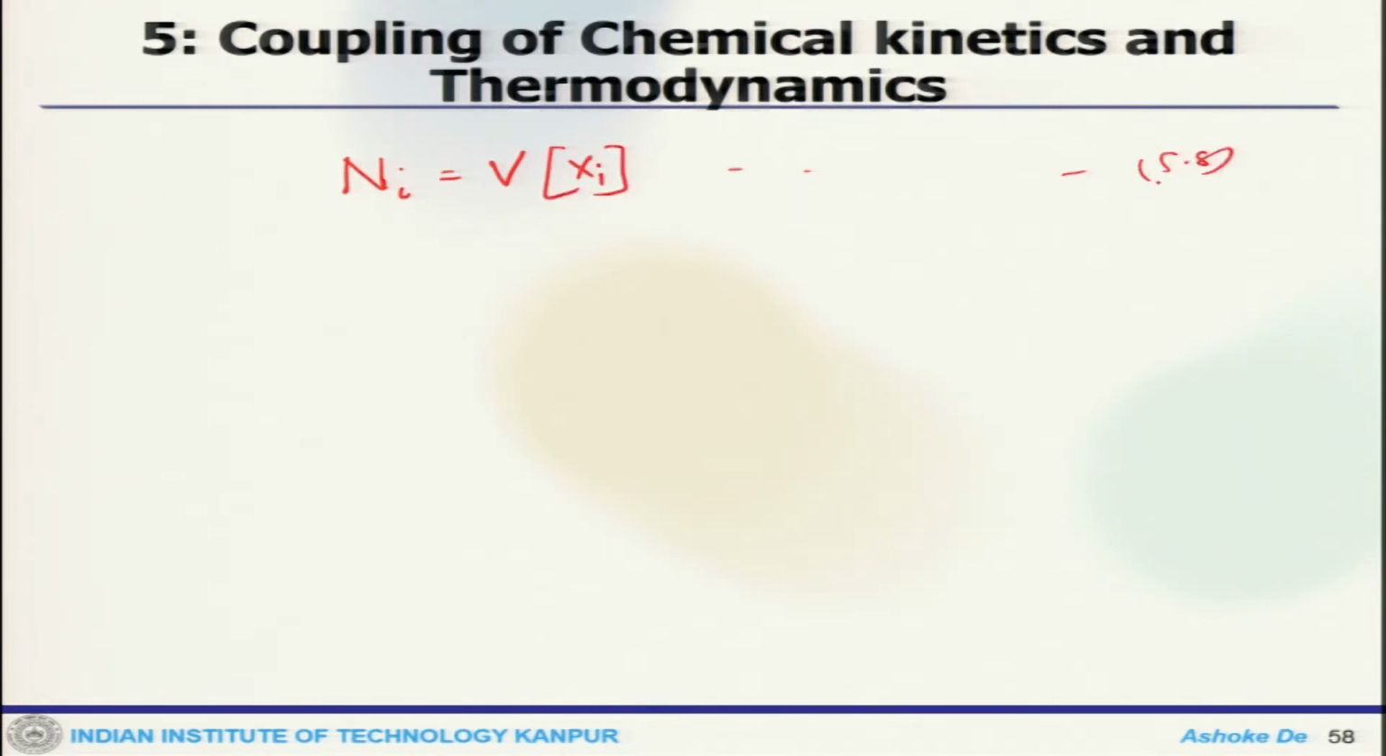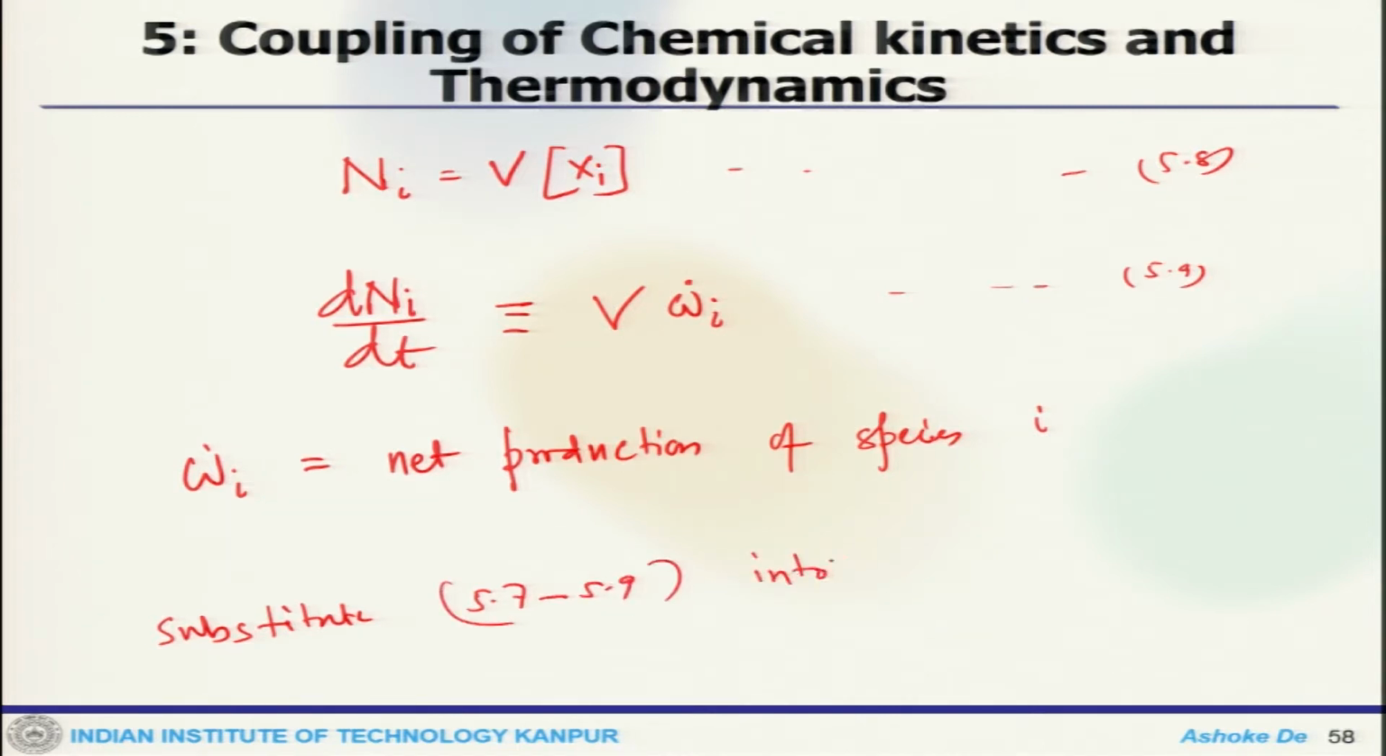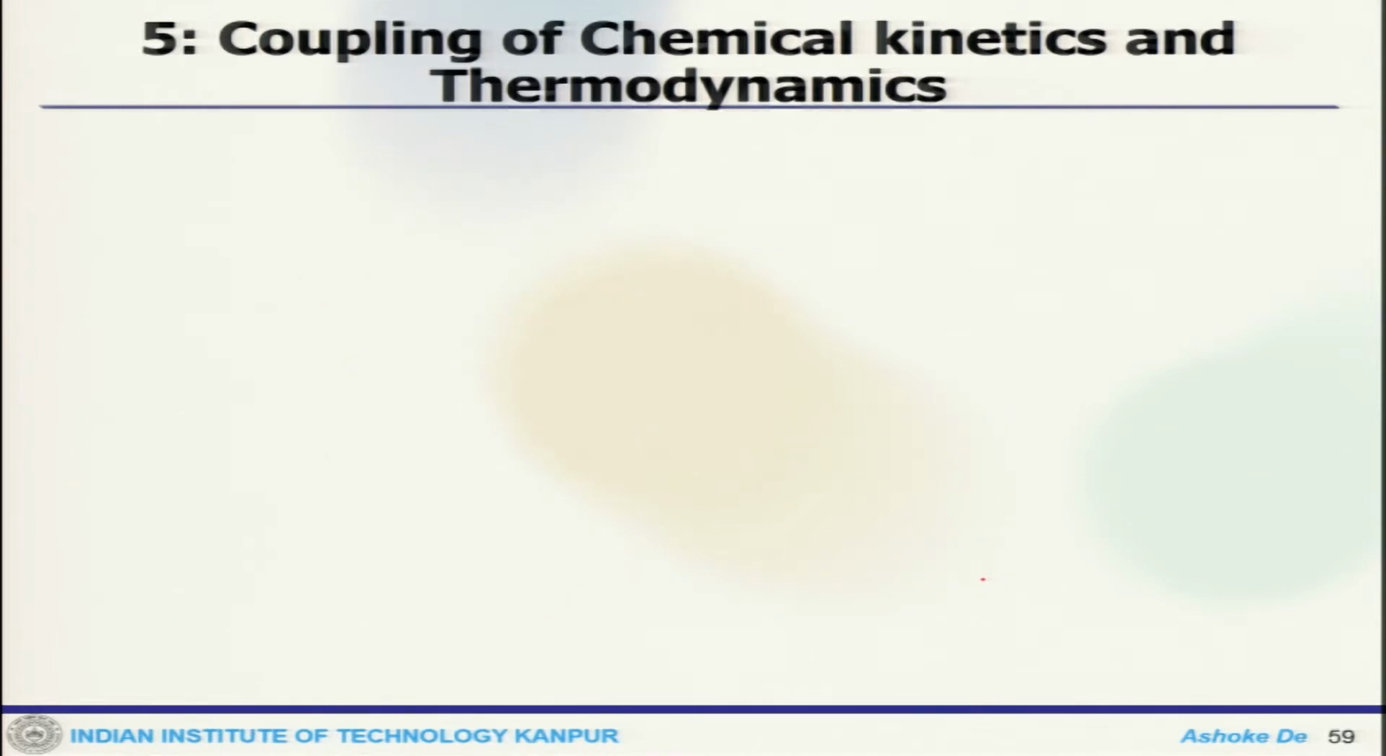So, this is 5.8, and now chemical dynamics can be linked with it like omega dot I, where omega dot I is the net production of species I. So, this we have already seen. Now, we want to substitute 5.7 and 5.9 into 5.6.